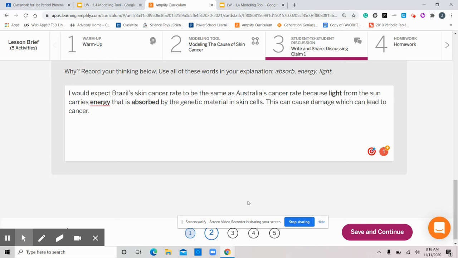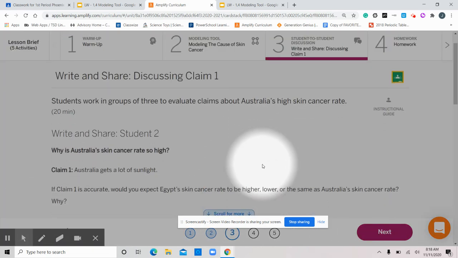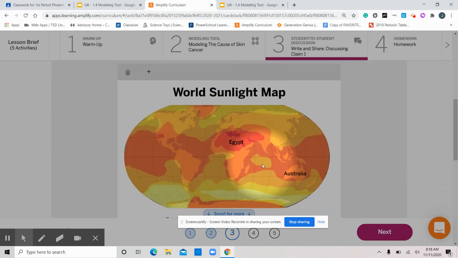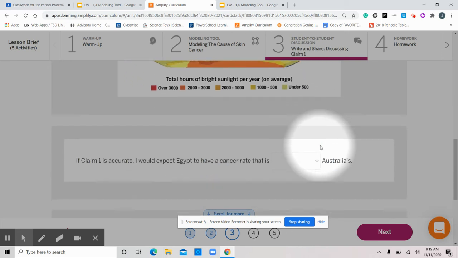All right, guys, we are going to look down at the bottom here. We've got another part. We're going to just explore together. So in this case, we're looking at Egypt. And what we're doing is comparing Egypt's total hours of sunlight. They get over 3,000 hours of sunlight per year. Australia gets 2,000 to 3,000. So a little bit more, I would say significantly more in Egypt. And so we're going to answer that same question.